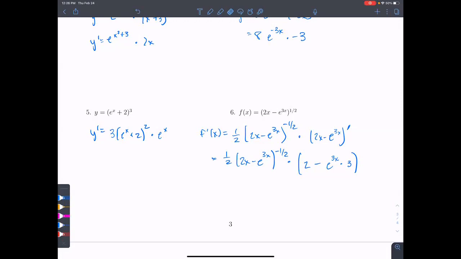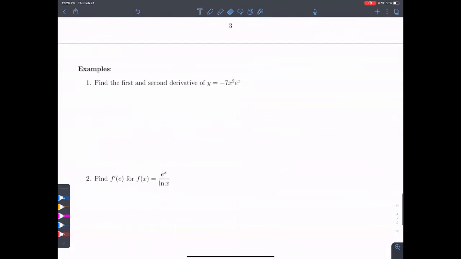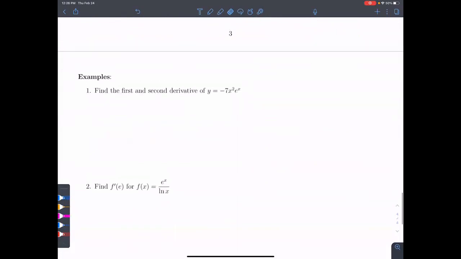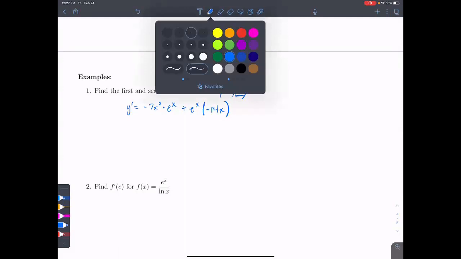And then there are some examples to work through. First and second derivatives of negative 7x squared times e to the x. So y prime. The first one is going to be a product rule. So first function times the derivative of the second. The derivative of e to the x is just e to the x. So first function times the derivative of the second plus the second times the derivative of the first. So we're looking at negative 14 times x, exponent down front, decrease 1. There's your first derivative.